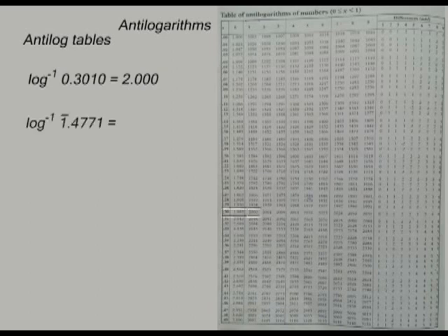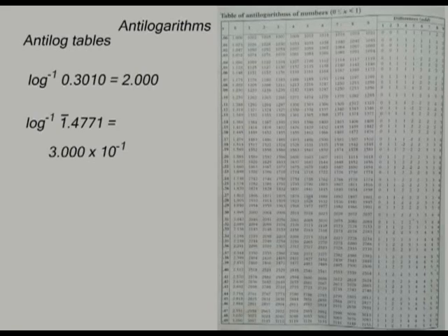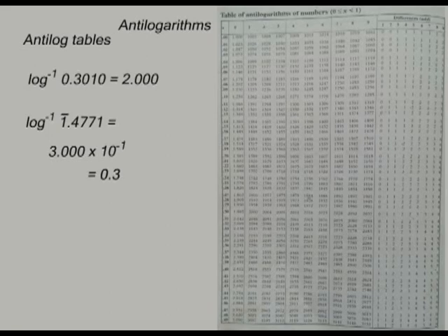How about the antilog of 1 bar 0.4771? Now, the fact that we have a 1 bar means that we had 10 raised to the power of -1. This is the antilog of 1 bar. Then we find the antilog of the mantissa, 0.4771. If you go to the antilogarithm tables, that is 3.000. And so the antilog of 1 bar 0.4771 is 3 times 10 raised to the power of -1, or simply 0.3. If it was 1.4771, then we would have 3 times 10 raised to the power of 1, or simply 30.